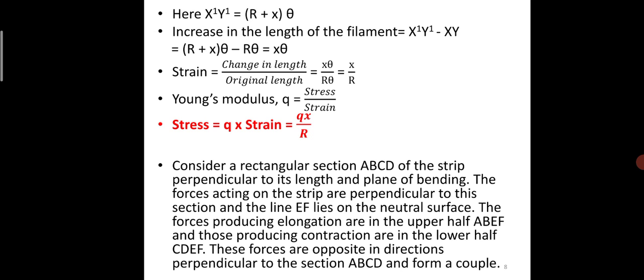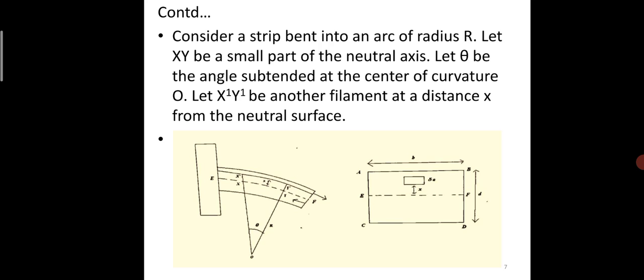Let us see that one in this diagram. And EF is the neutral axis. Above the EF are the upper layers which are going to extend. Below EF the layers are compressed, and these act as couple. And B is the breadth of the beam, and D is the thickness of the beam.